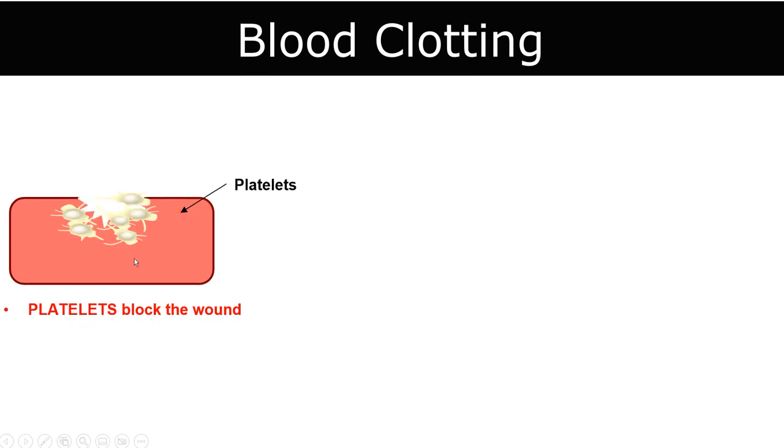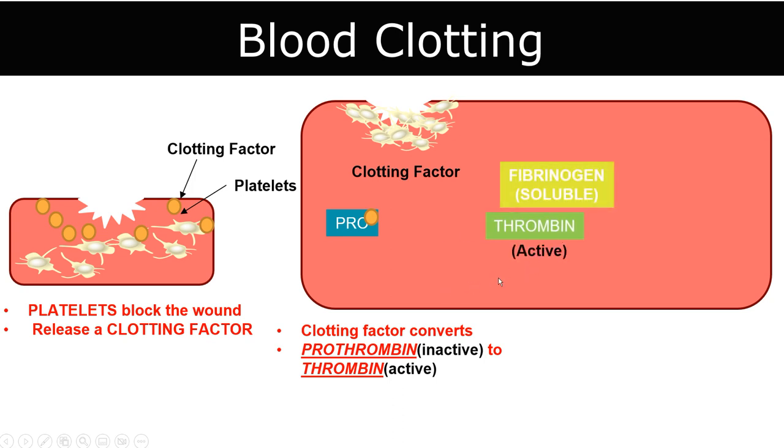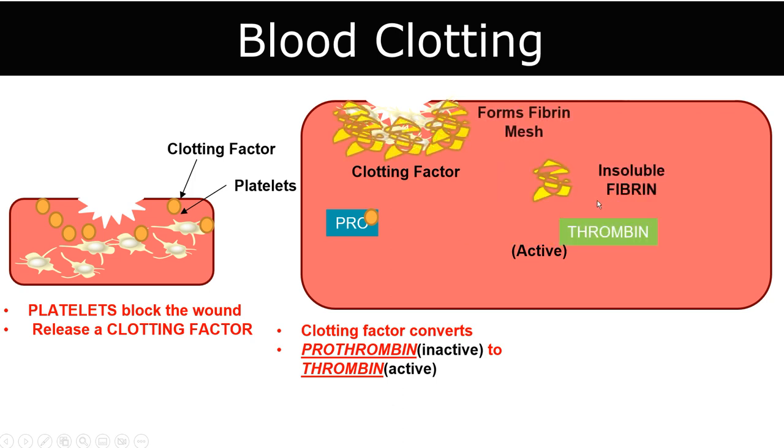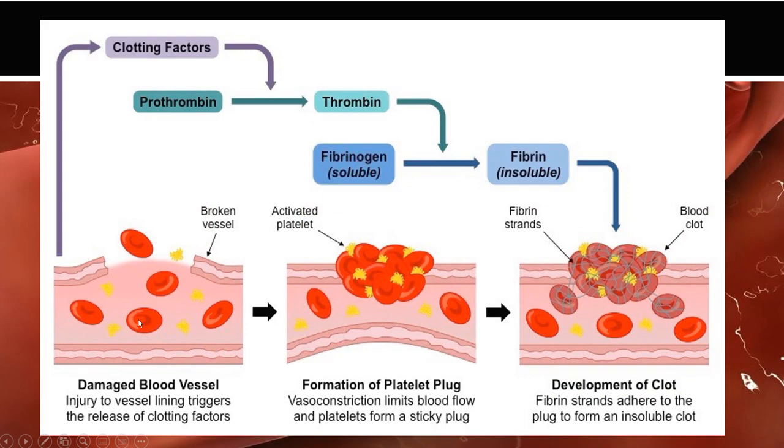So from start to finish, you have the platelets, which first come here. Let's go all the way back. Once a wound is detected, they rush to that site, they block the wound, and the platelets release a clotting factor. That clotting factor is then responsible for the conversion of prothrombin to thrombin, which is active. And then that thrombin can now convert soluble fibrinogen into insoluble fibrin, which is what creates the mesh in the end, right? And so once that mesh is there, then the clot is officially formed. So this is the full process of blood clotting that you do have to know.